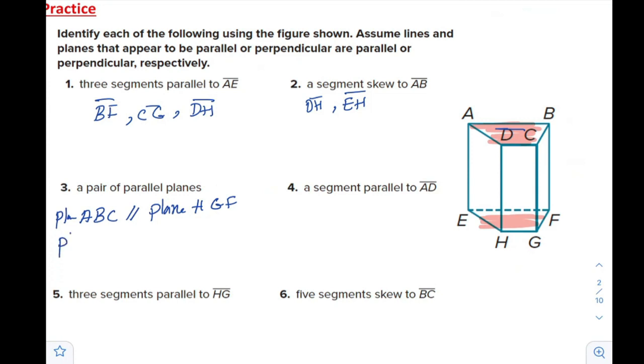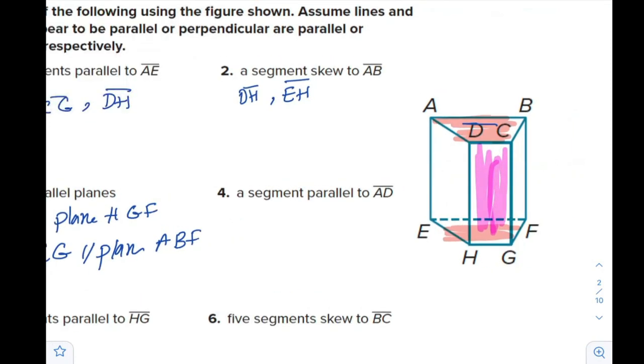We can also say that this plane, the front one, is parallel to the back one. You can say that plane DCG is parallel to plane ABF. I have taken only 3 letters to name the plane. Sometimes you will see that they name it as a rectangle, so rectangle DCGH is parallel to rectangle ABFE. It's also correct.